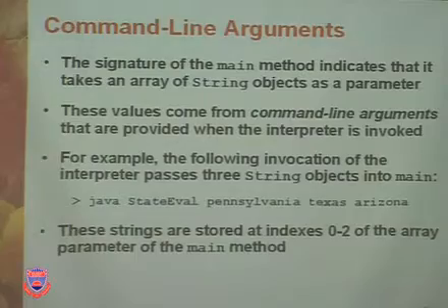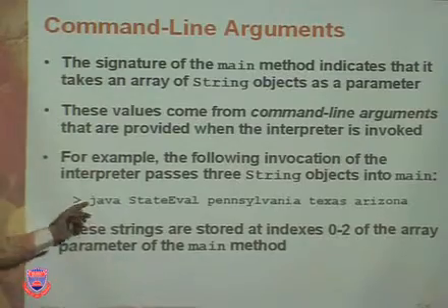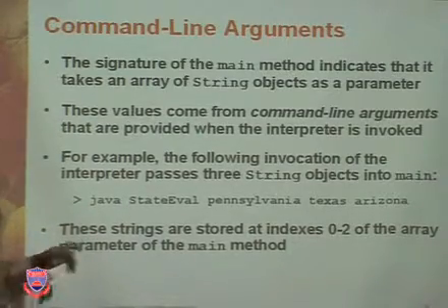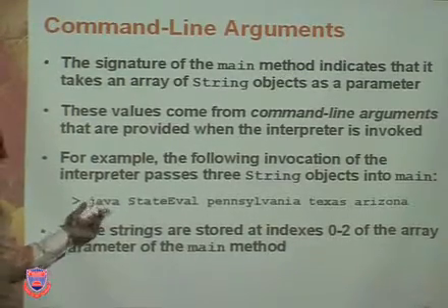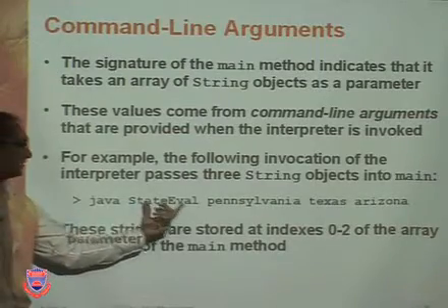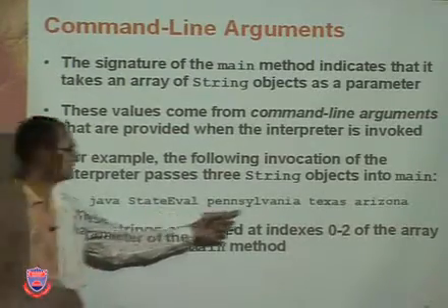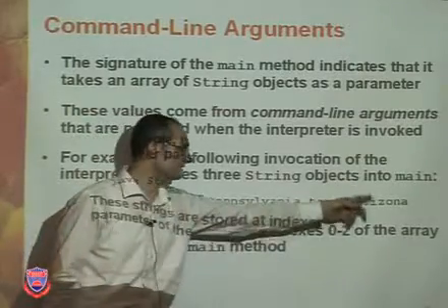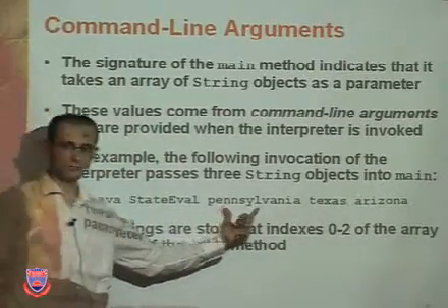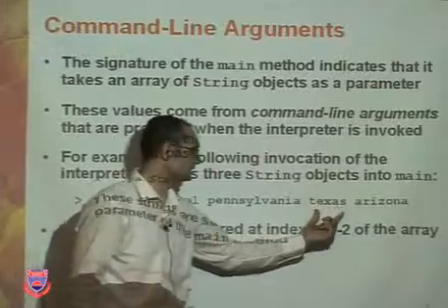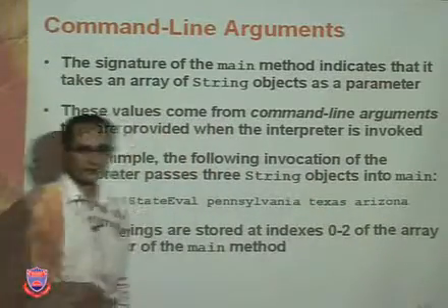So, for example, this is going to run on the command line again, not clicking a button, but just typing the commands Java state eval. This is the class file, and then it gives 3 arguments: Pennsylvania, Texas, Arizona, and then arg0 will be Pennsylvania, args1 will be Texas, args2 will be Arizona.